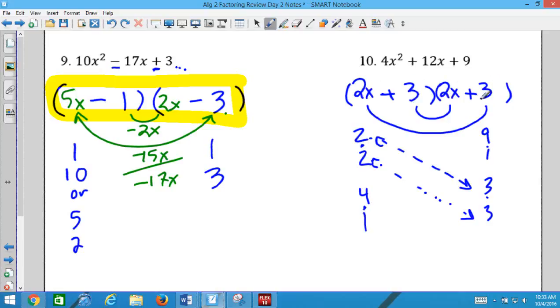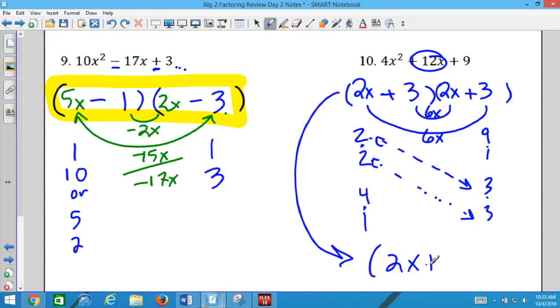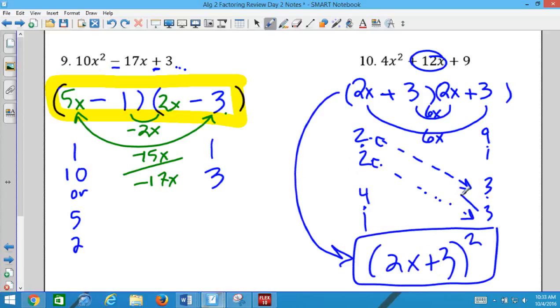So if I do 2x plus 3 and 2x plus 3, I get 2x times 3, that's 6x. And then 3 times 2x, that's 6x. They add together to give me 12x. Now, Brandon just said, oh wait, these are exactly the same. So I have to write 2x plus 3 squared for my final answer.